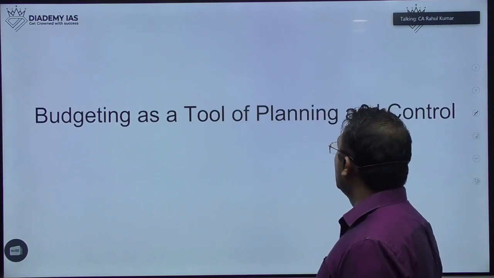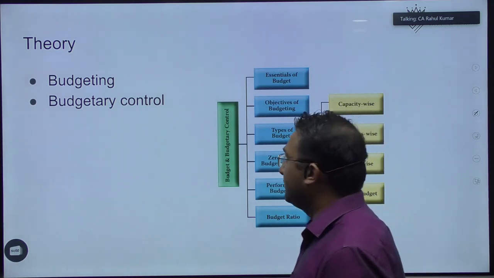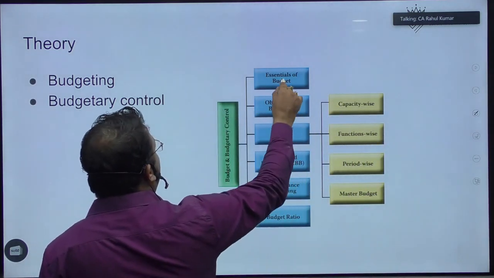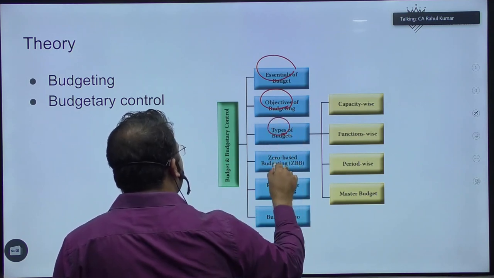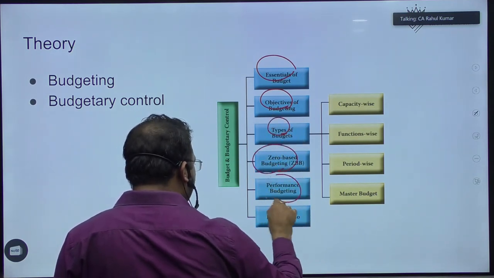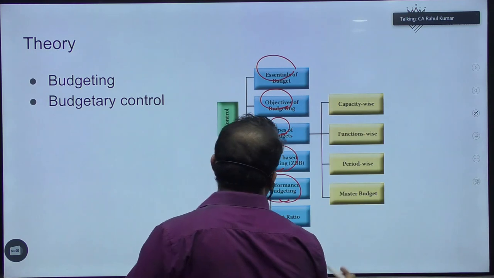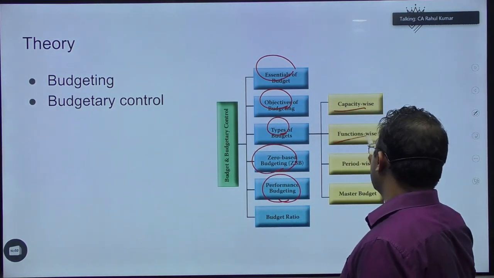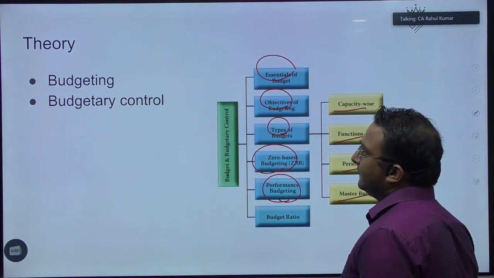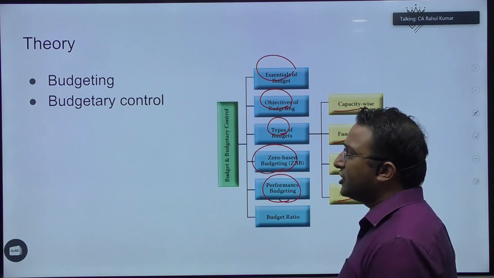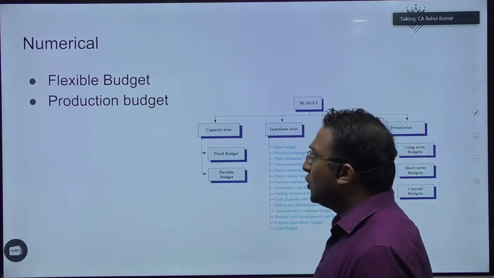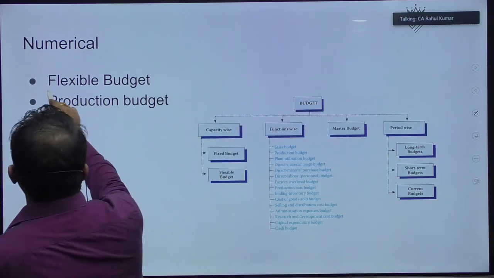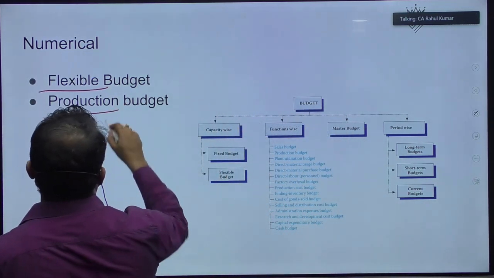Then budgeting as a tool of planning and control. In the budgeting and the budgetary control, the component like essentials of budget, objectives, the types of budget, zero-based budget, performance budget. And then we can divide the budget into capacity-wise, functions-wise, period-wise, and master budget. So theory question, they're asking about the budgetary control. What is the importance and what is the application? In the numerical part, they're asking two questions about flexible budget and the production budget.